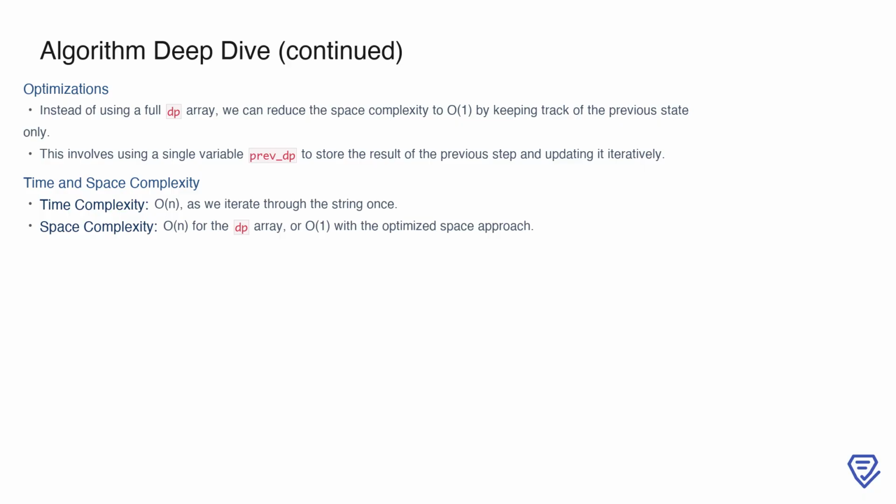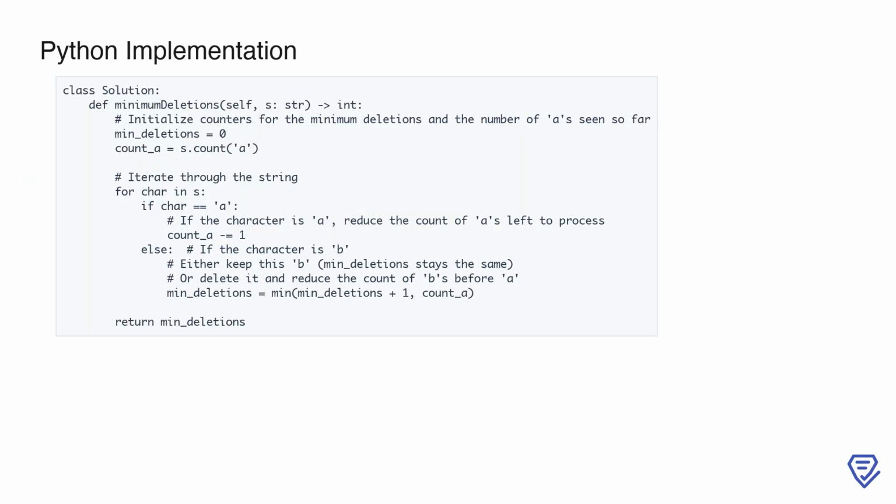With these optimizations, the algorithm becomes both time and space efficient, making it well suited for large inputs. This completes the dynamic programming solution, providing an optimal way to determine the minimum deletions required to make the string balanced. This Python implementation is designed to solve LeetCode problem number 1653, minimum deletions to make string balanced. The goal is to determine the minimum number of deletions needed to make a string balanced, where a string is balanced if it does not contain the substring BA.